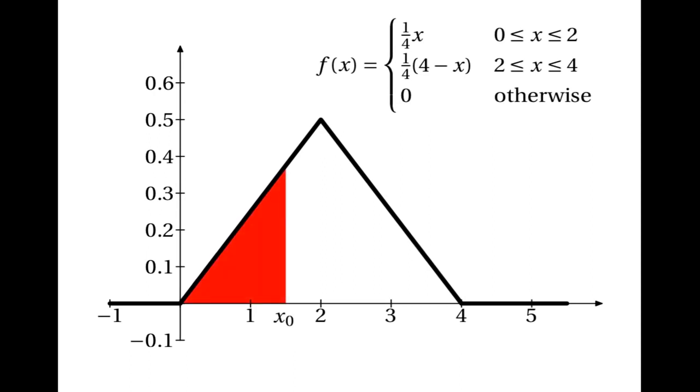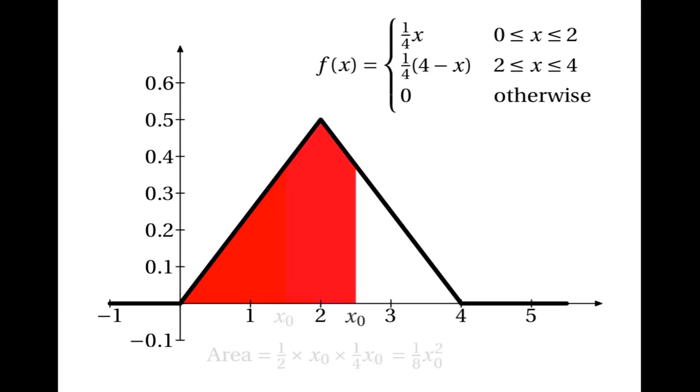We need to know the area of this shape, and as it's a triangle, all we need to do is a half base times height. Well, the base of that triangle is equal to x0, and according to the formula at the top of the page, the height is a quarter of x0. So the total area will be a half times x0 times a quarter of x0, which is equal to an eighth of x0 squared.